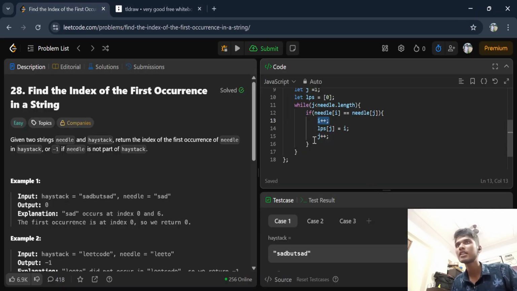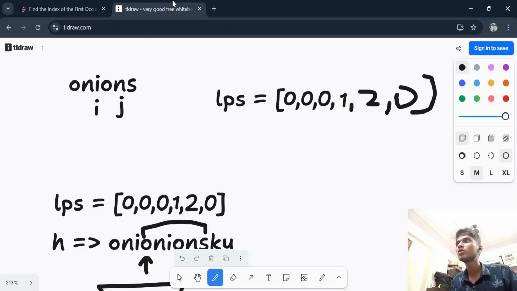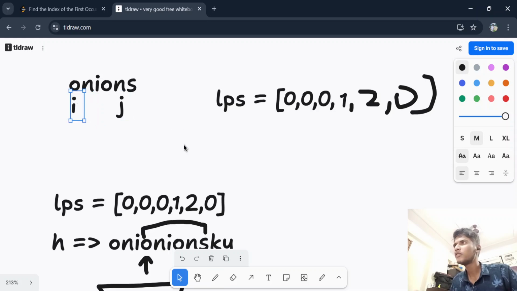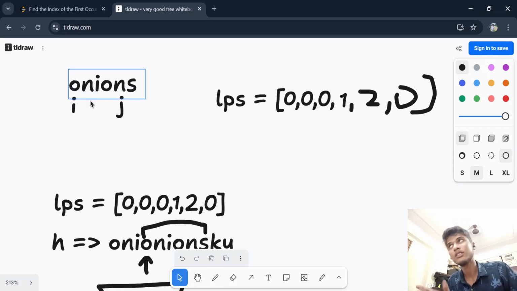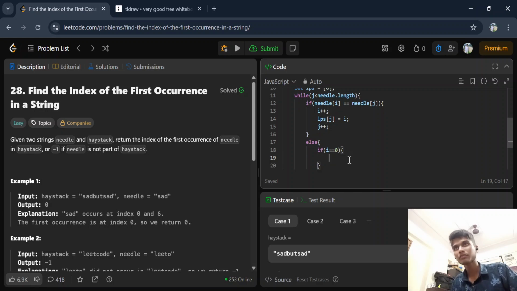So in the else case, see this. This is an important code. In the else case we will have two conditions. Let me tell you what those two conditions are. If i is equal to 0, so suppose i is at 0, then we don't need to check. We will just append 0 inside this. So LPS of j is equal to 0.